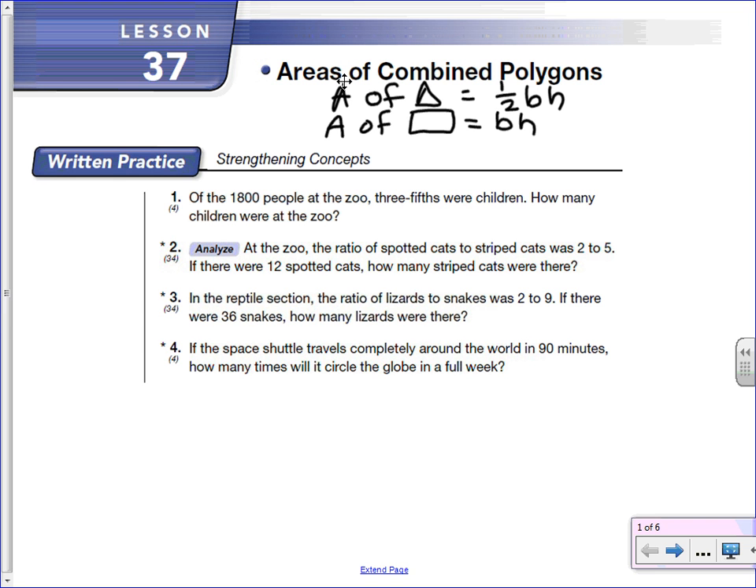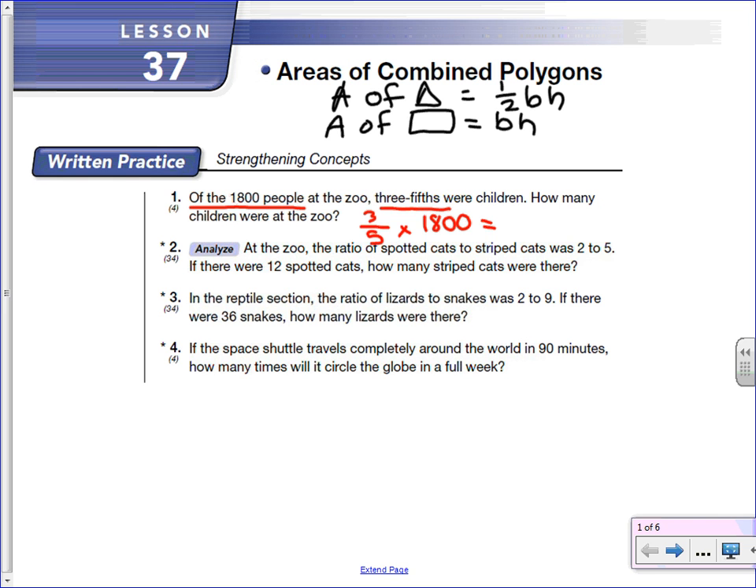Of the 1,800 people at the zoo, 3/5 were children. How many children were at the zoo? So we have 3/5 of 1,800. Of means multiply. So we have 3/5 times 1,800. And what that means is we take 1,800 divided by 5, multiply it by 3.